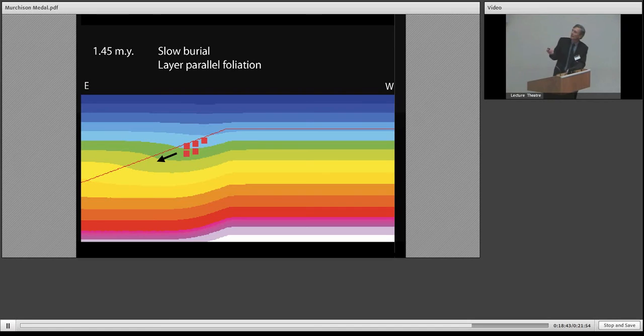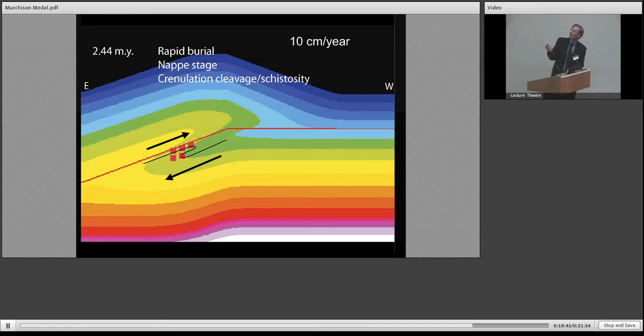And so the next stage of this is to have rapid overthrusting. Again, this was done at rates of 10 centimeters a year. This is a phase, for other reasons I don't have time to go into, which also produces large-scale recumbent folding, the nappe stage. But this will heat the rocks fast enough, but it's not sufficient. So we have to do something else to cool them down equally quickly.